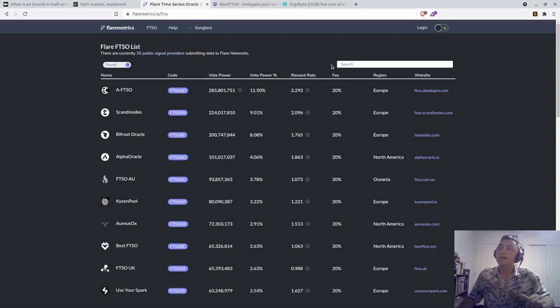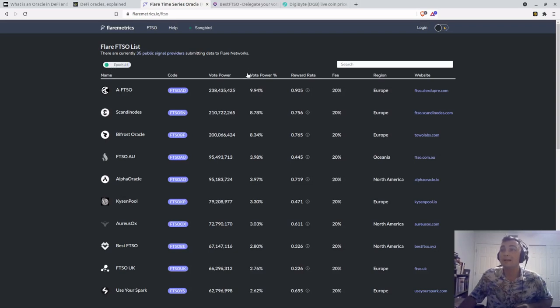The first one I want to touch on is the vote power. You can see right now the overall vote power for AFTSO is at 11.5%. If we switch to Epoch 4, it's sitting at 9.94%. A signal provider's vote power will be capped at 10%. The system is set up so that not any one signal provider can take over the network and become a centralized oracle. That means that if AFTSO, for example, jumped up to have a vote power of 20% for the next week, they would only be able to claim half of the rewards that they'd essentially be eligible for.